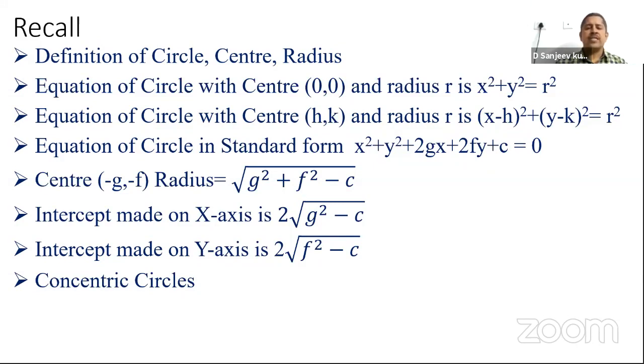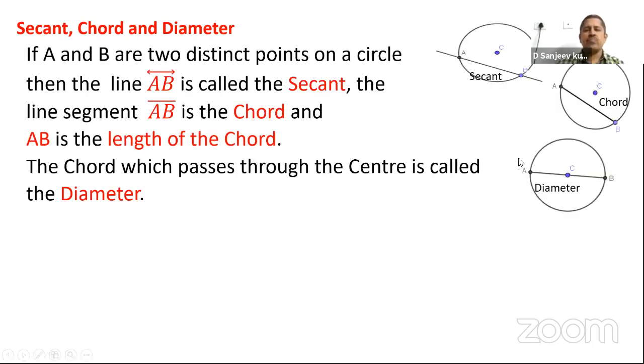So let us enter today's class. Now we discuss what exactly a secant, chord, and diameter are. Whenever you take a circle and a line, if the line cuts the circle, the line is called a secant. If you are talking about a line segment cutting the circle, you call it a chord, and the chord which passes through the center is called the diameter.